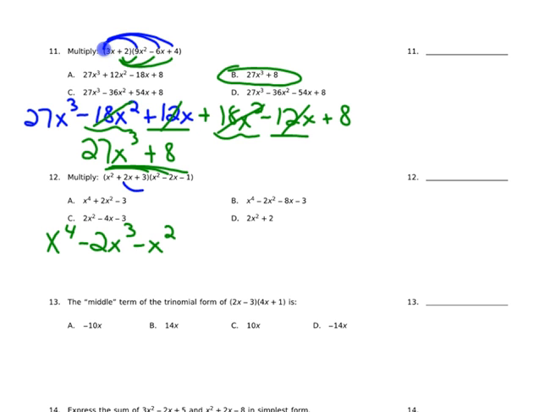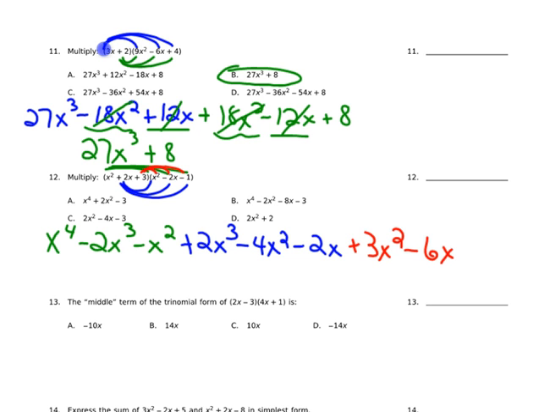Then I'm going to do the 2x times, and I'm going to switch colors. So 2x times x squared is 2x to the third. 2x times negative 2x is negative 4x squared. 2x times negative 1 is negative 2x. Now with the 3. So 3 times x squared is 3x squared. 3 times negative 2x is negative 6x. 3 times negative 1 is negative 3.